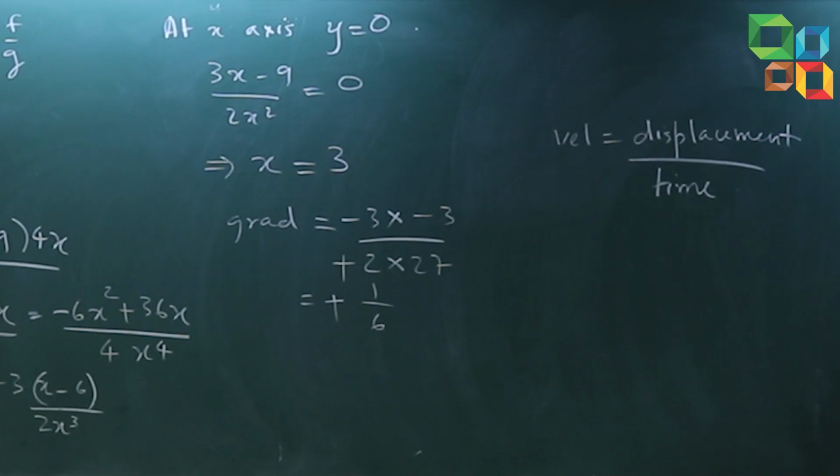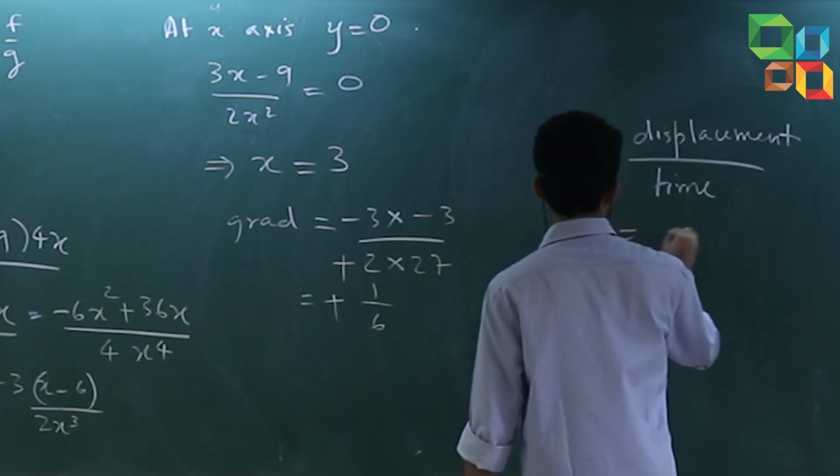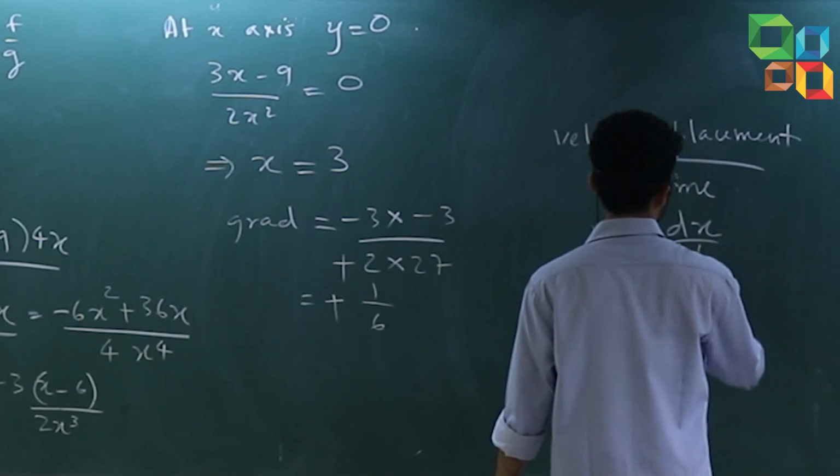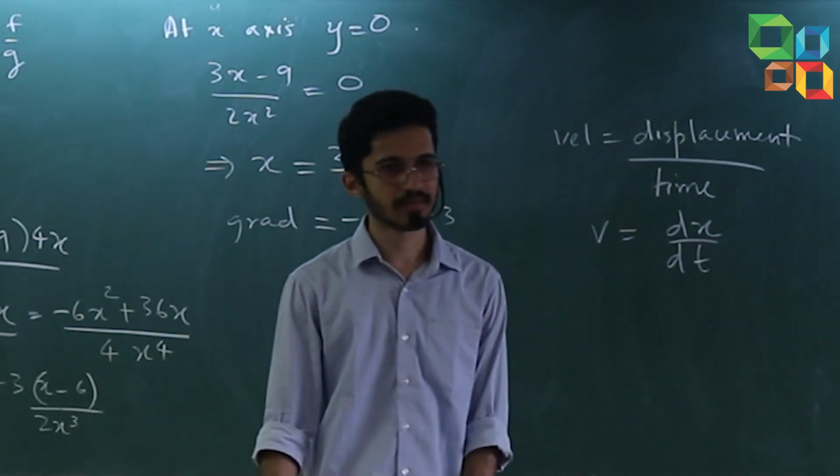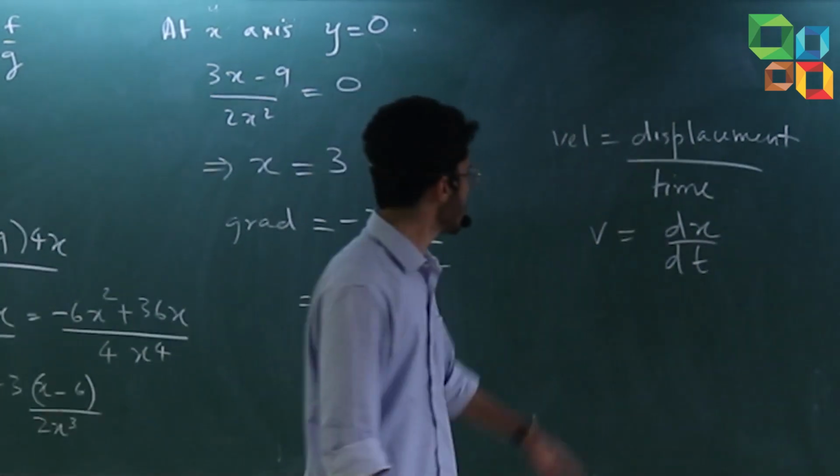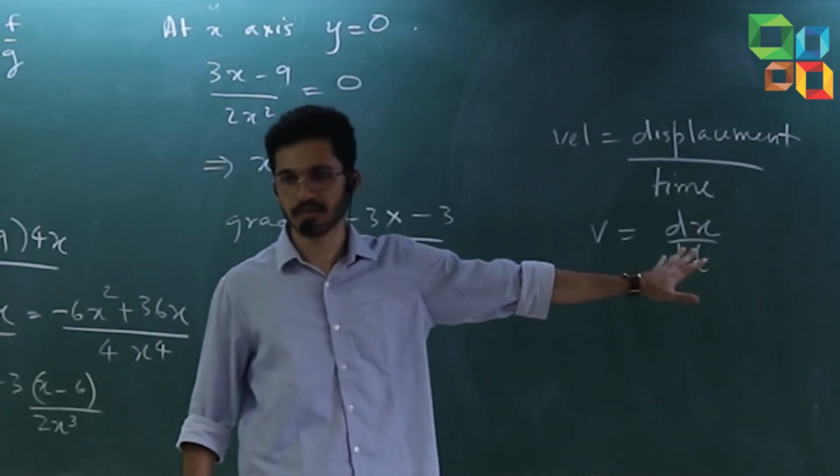That is why when I ask you what is velocity, you are giving me English answers, right? If physics can be done in English, then why would anyone spend time learning math? Physics cannot be done in English, it has to be done in math. So actually, v is dx by dt, where x is position, t is time.